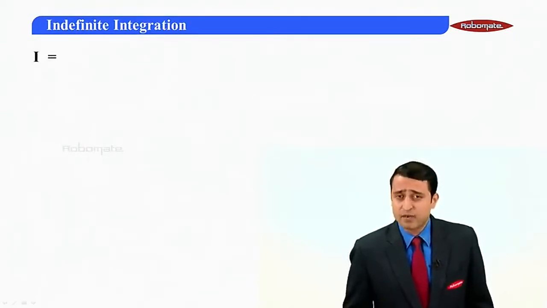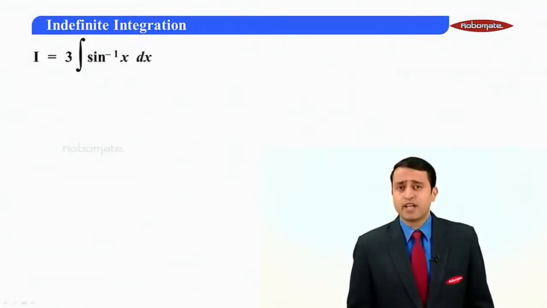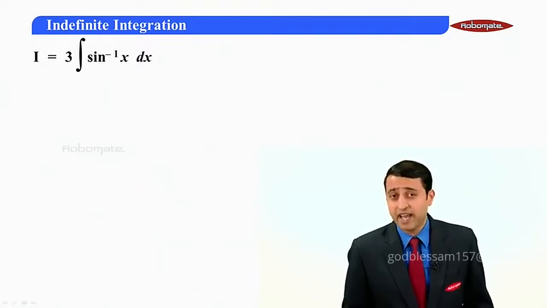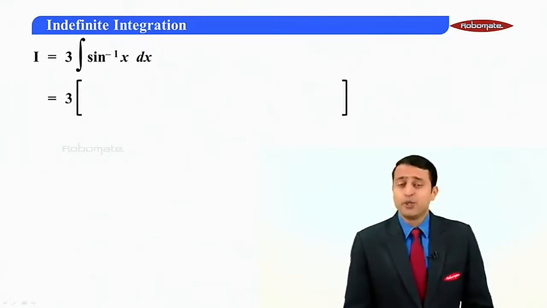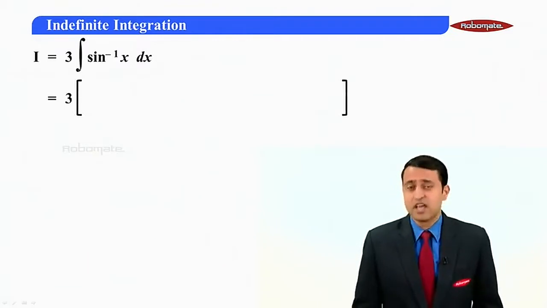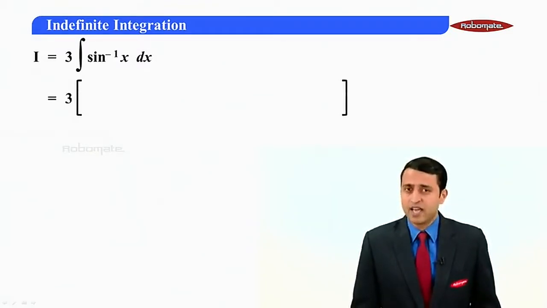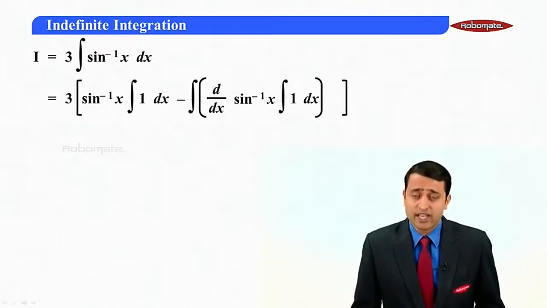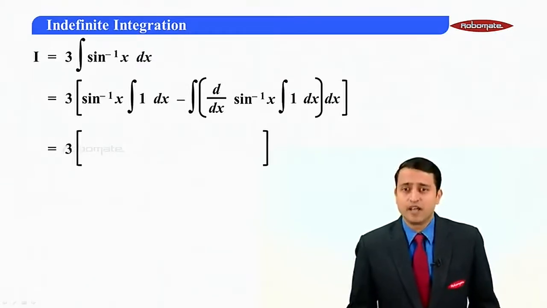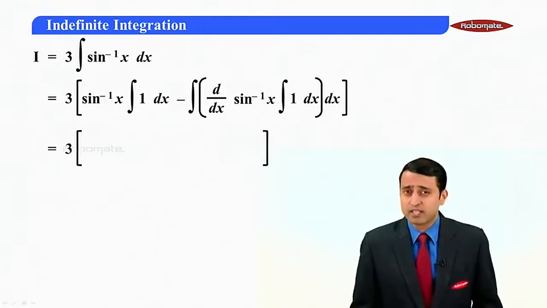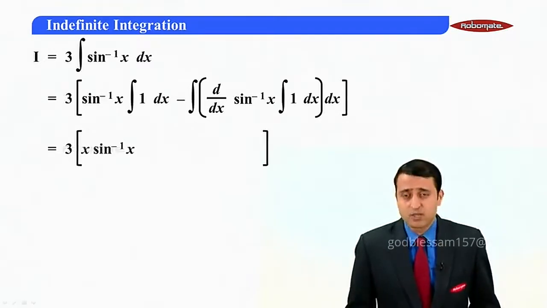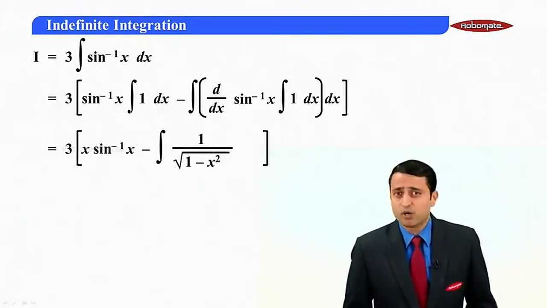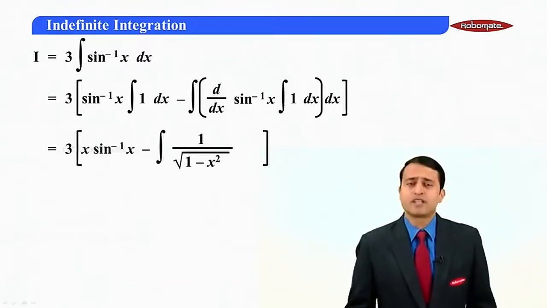Now 3 times sine inverse x, if I have to integrate, let me take the 3 outside. Sine inverse is alone. Whenever an inverse function is alone, the second function can be taken as 1. So we'll write in the next step the u into v rule, where u will be sine inverse x and v will be 1. We will get sine inverse x integral 1 dx minus the integral of d by dx of sine inverse x times integral 1 dx, the whole dx, and that is what we need to evaluate. Now integral of 1 is nothing but x, so the starting term will be sine inverse x into x, that is x sine inverse x, minus derivative of sine inverse x, which is 1 upon root over 1 minus x square, and integral 1 is nothing but x.